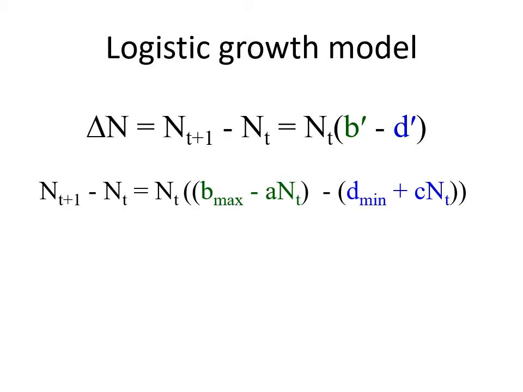So substituting B prime and D prime into our standard exponential growth equation gives us the logistic growth equation. So now notice that the change in population size is a function of the maximum growth rate or birth rate of that population minus some factor that indicates the effect of population size on birth rates, and the death rate plus some factor which indicates the effect of population size on the death rates.